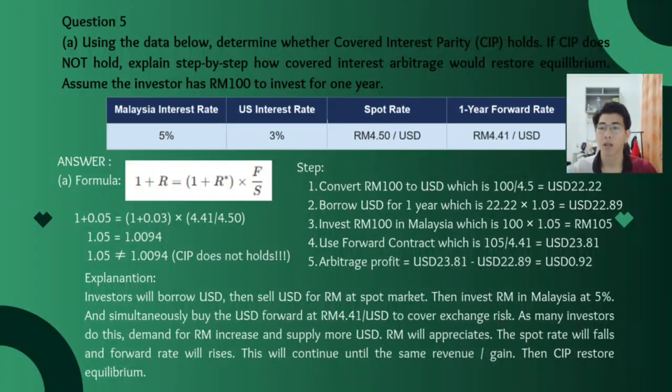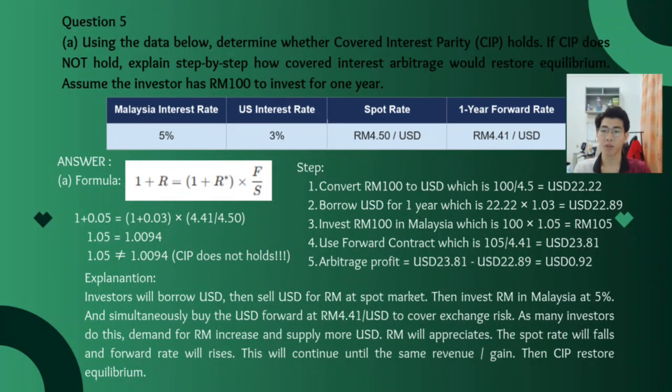Question 5. A. Using the data below, determine whether covered interest parity, CIP, holds. If CIP does not hold, explain step by step how covered interest arbitrage would restore equilibrium. Assume the investor has RM 100 to invest for 1 year.